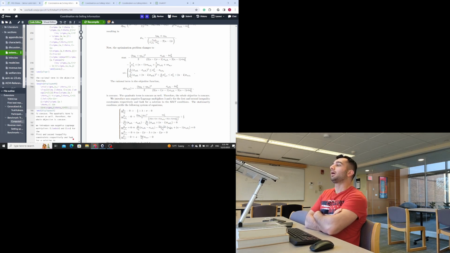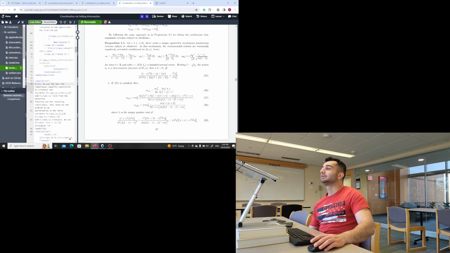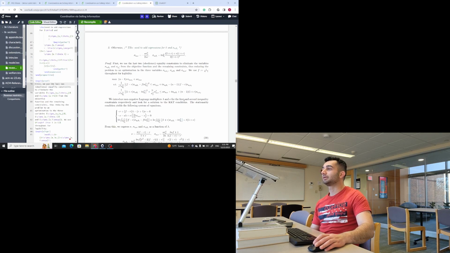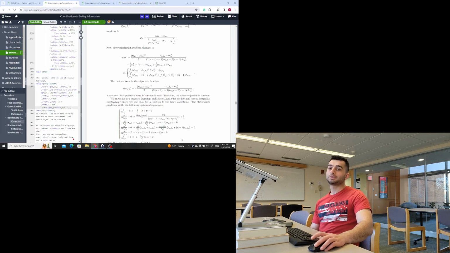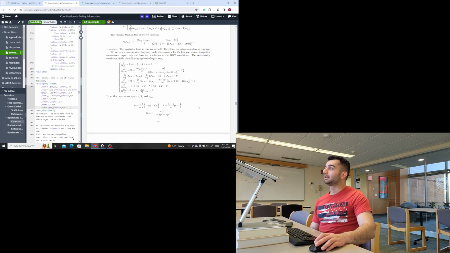We introduce non-negative Lagrange multipliers lambda and nu for the first and second inequality constraint, respectively. All right, introduce them, and look for a solution to the KKT condition. Is it the same here? I feel it should be. Exactly. I'm so good at copy and pasting. The stationary condition yields the following system. All right. Sounds good.